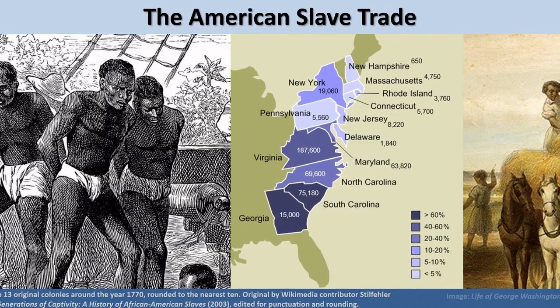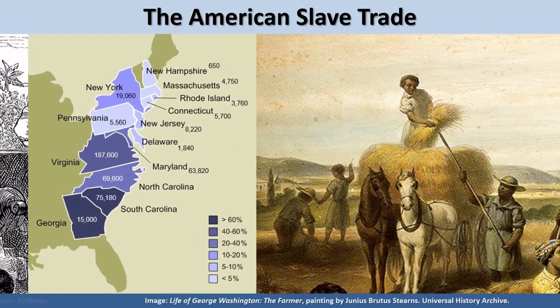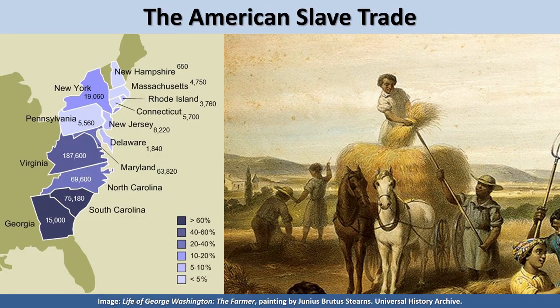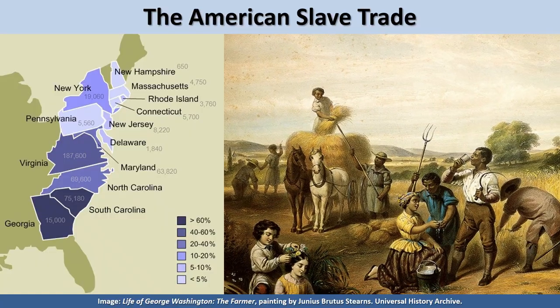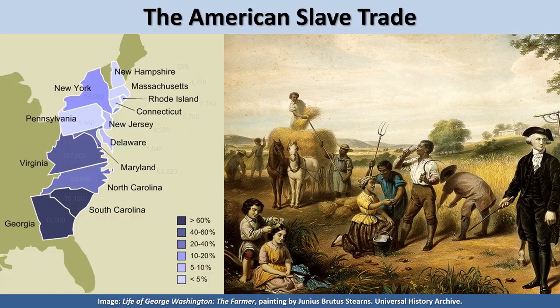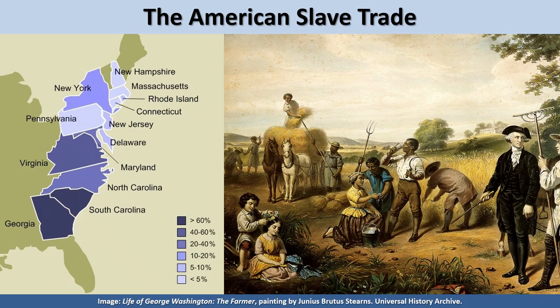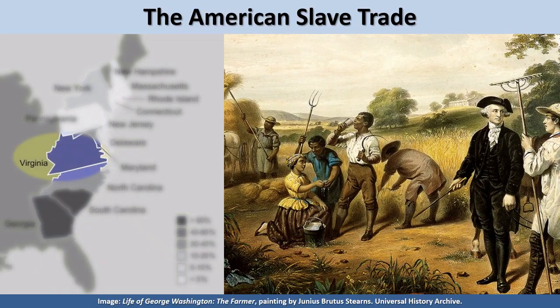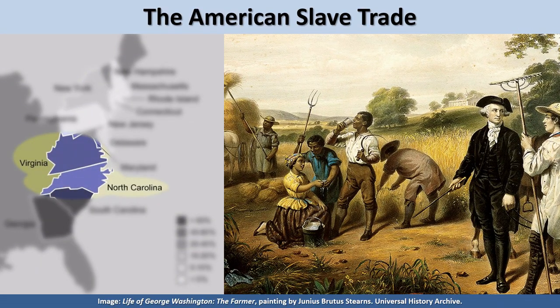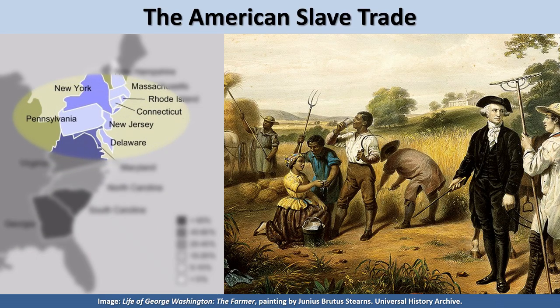Most of their children and grandchildren were forced to work as slaves too. Many worked on plantations or farms. This painting depicts enslaved people working on George Washington's farm in Virginia. In Washington's day, there were around 700,000 people working as slaves in southern states like Virginia, North Carolina, South Carolina, and Georgia. During the same period, in northern states like Connecticut, New York, and New Jersey, there were around 40,000 enslaved people.